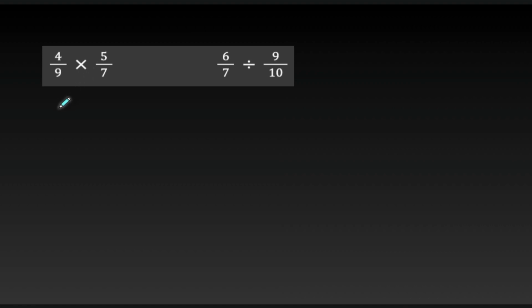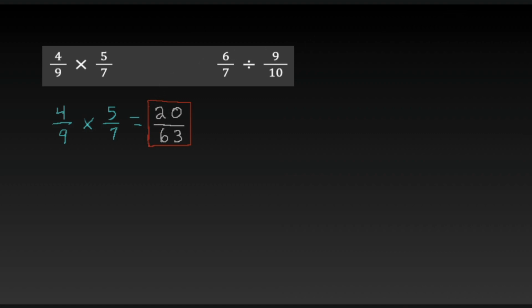Okay, so we have 4/9 times 5/7. We can see if we need to simplify. Let me just rewrite this first. 4/9 times 5/7. There isn't anything to simplify, so we can go ahead and multiply across the numerators and across the denominators. That gives us 4 times 5, which is 20, over 9 times 7, which is 63. Again, there isn't any simplification involved in this problem. So the answer is 20 over 63.